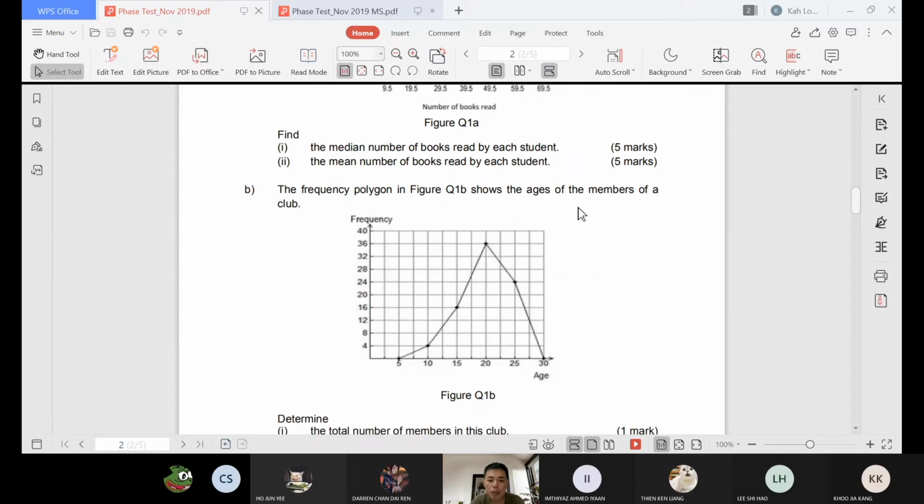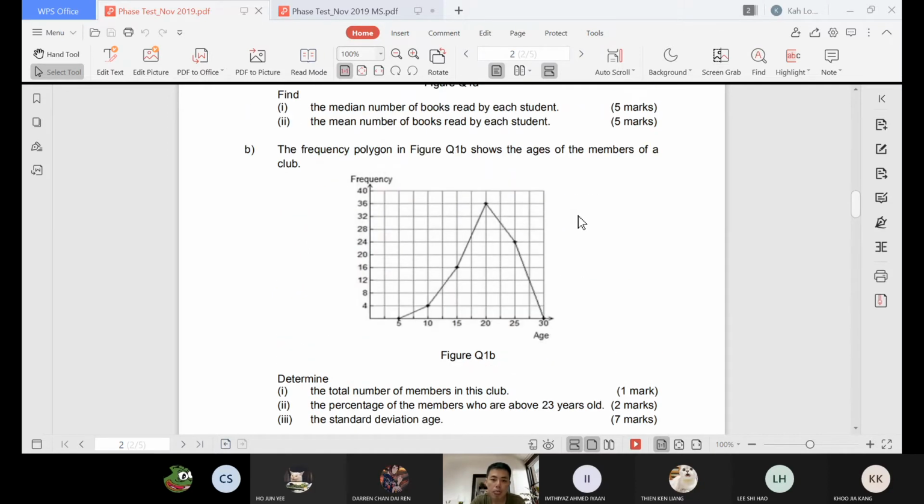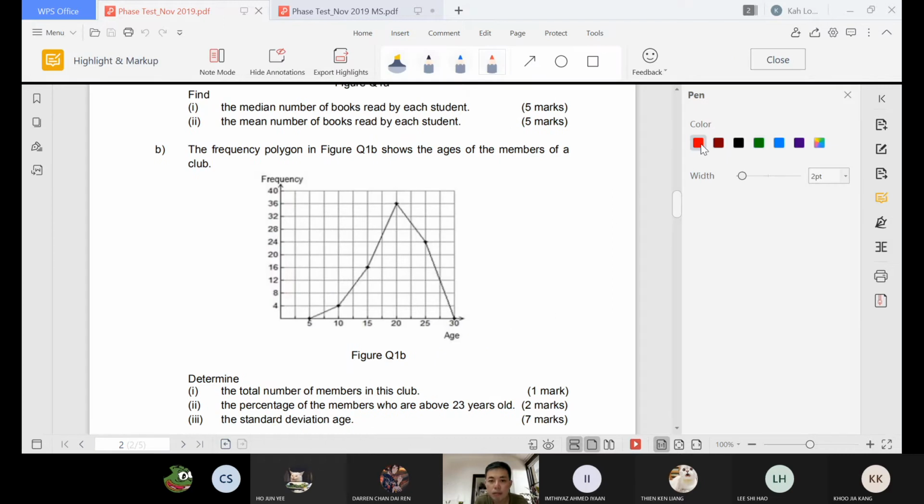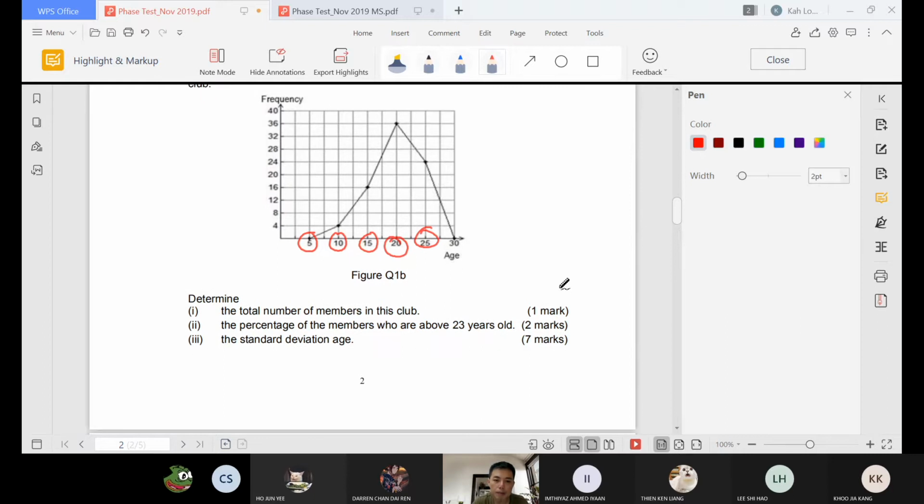Now question B is also the same. In question B, you know that for the frequency polygon, all these values are the midpoints. So from the midpoints, you need to know how to get back the class or the class boundary. I hope that you know how to get back this.